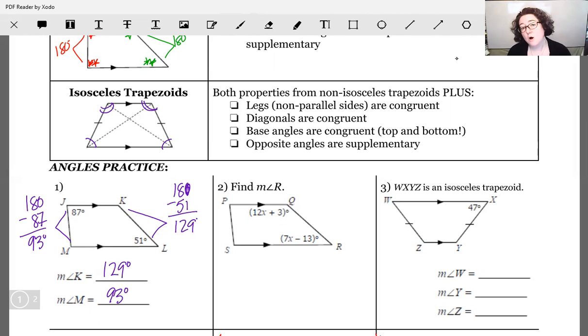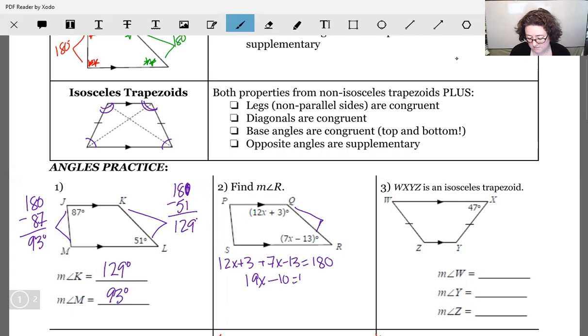Okay, number 2, angle R, we are asked to solve for. However, in number 2, you'll notice now we have expressions, but we can use the same ideas. So these two angles, Q and R, still have to add to 180 degrees, except now we need to write an equation for them. So 12x plus 3 plus 7x minus 13 equals 180. Combine your like terms. So I'll have a 19x, positive 3 minus 13 means minus 10, equals 180. Add 10 to both sides, so we have 19x equals 190. Very nice math. That means x equals 10.